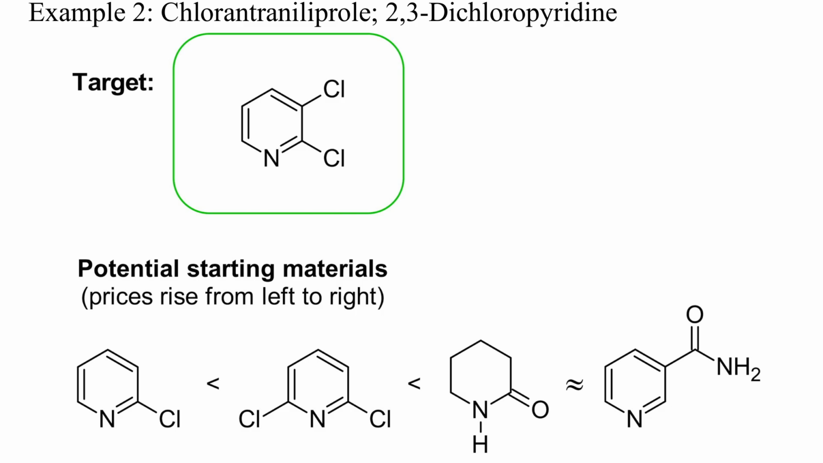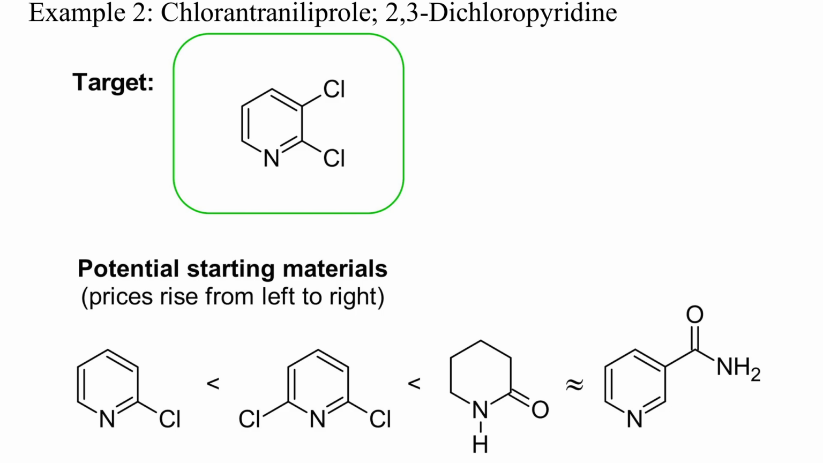A further challenging building block is 2,3-dichloropyridine. The most attractive starting materials would be 2-chloropyridine and 2,6-dichloropyridine, manufactured on a large scale by direct gas phase chlorination of pyridine. Valerolactam and niacin are also potential starting materials, but probably more expensive.